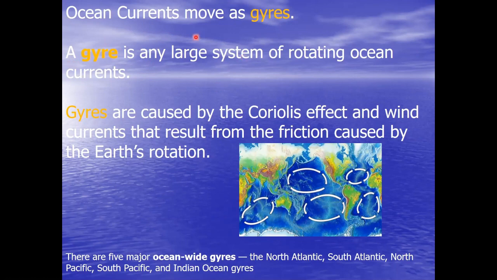So number 4, a gyre is a large system of rotating ocean currents. Now I'm going to help you with number 3. It says describe how the Coriolis effect influences the ocean surface currents. So this is what it causes them to do. It causes them to be deflected or form gyres. You can put that they form gyres, causes them to form gyres.